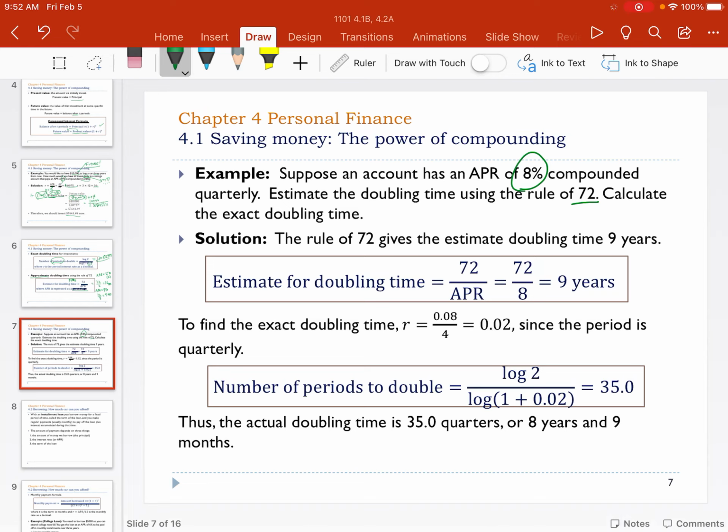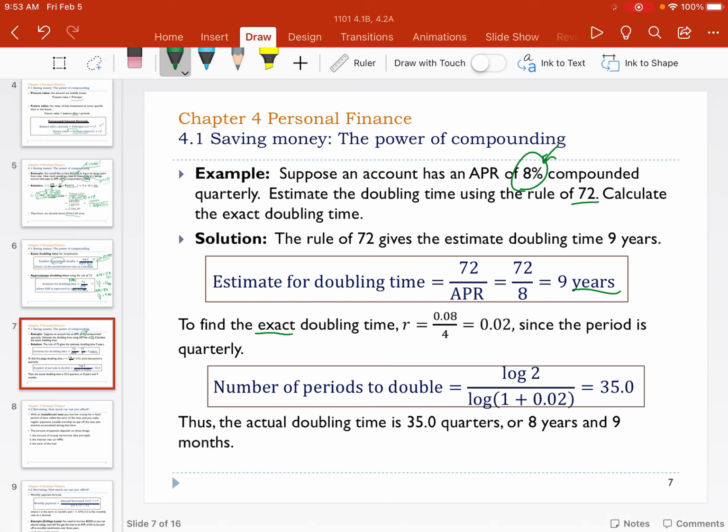Okay, anyway, the rule of 72 doesn't care about months. It's always going to be in years. So that's one slight advantage. Plus, since so many numbers divide into 72, it's generally pretty fast, assuming it's a whole number APR. I'm not going to talk about 8.33 or something like that. Then you really do have to use a calculator. Okay, now that's the estimate.